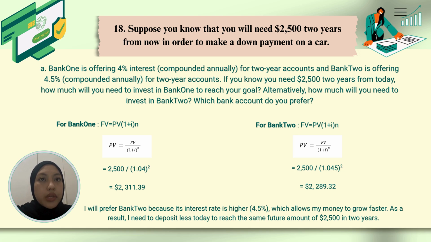I will discuss question 18. Suppose you know that you will need $2,500 2 years from now in order to make a down payment on a car. For part A, Bank 1 is offering 4% interest compounded annually for 2-year accounts, and Bank 2 is offering 4.5% compounded annually for 2-year accounts.